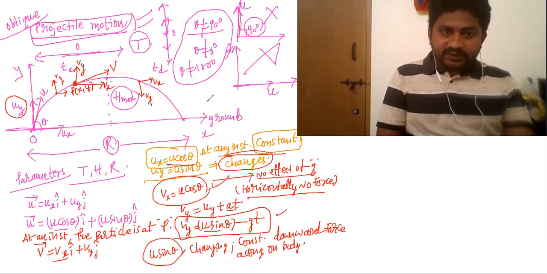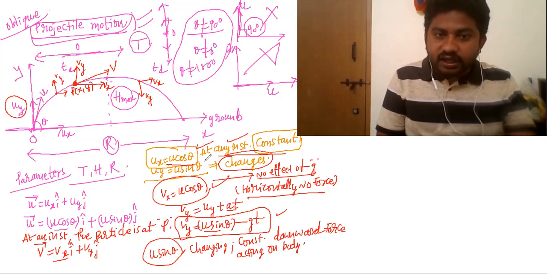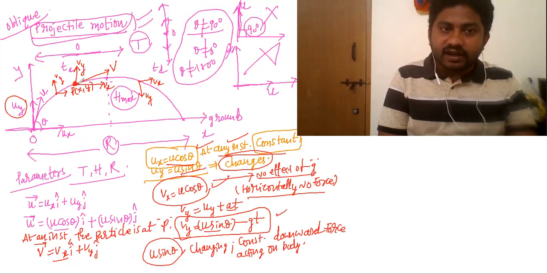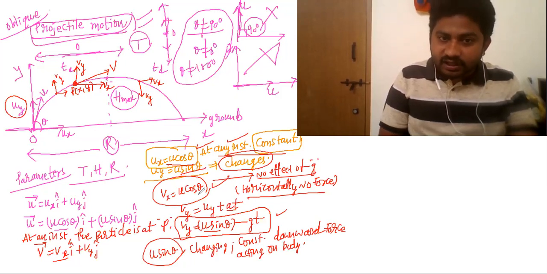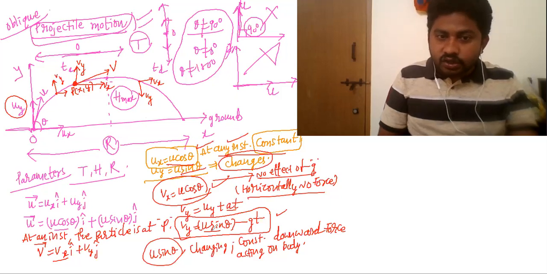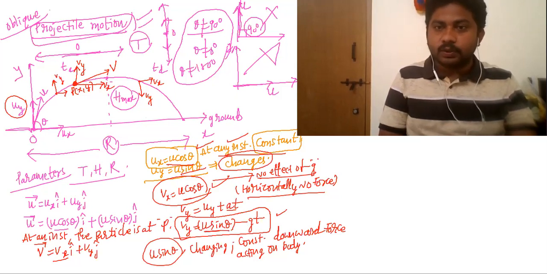So now what I can say, this u cos theta value is always constant, u sine theta is changing. At some instant, velocity along x axis will be the same u cos theta, velocity along y axis will be u sine theta minus gt. See, the value is decreased.